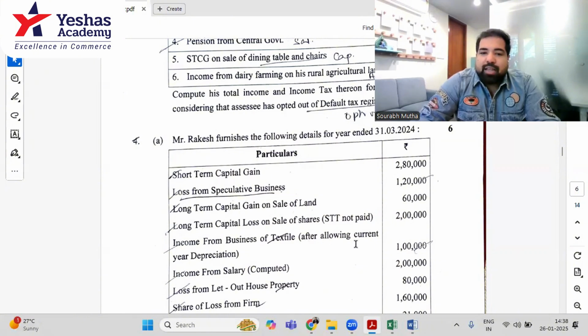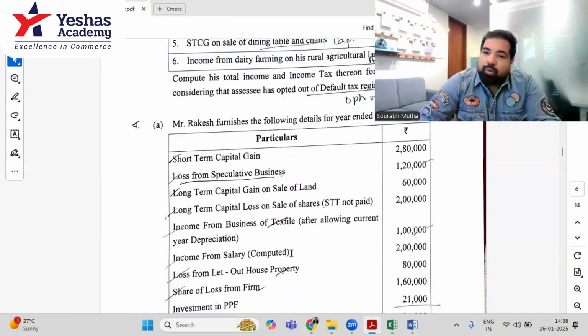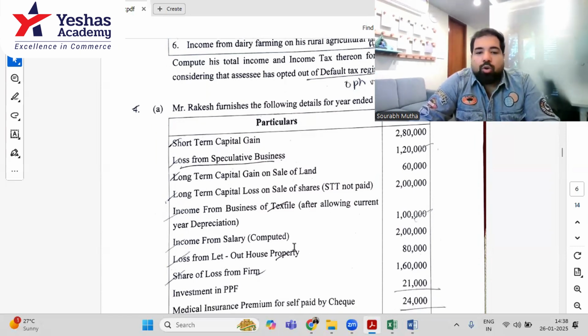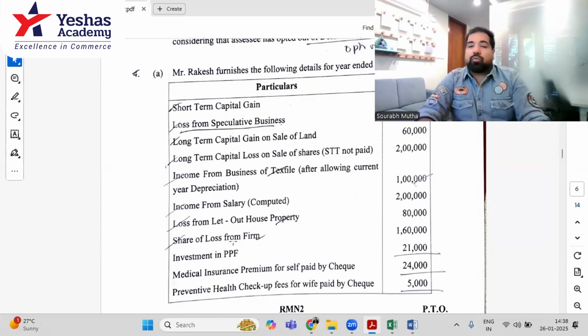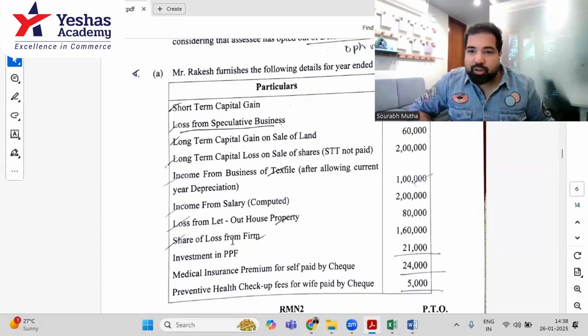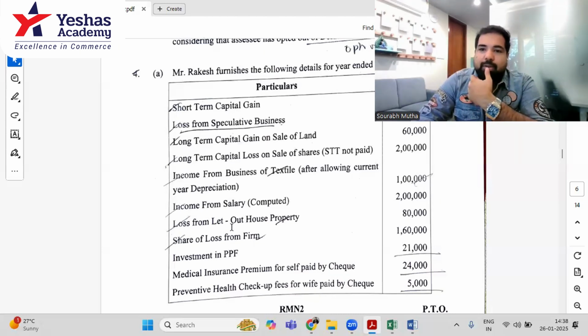Income from business of textile after allowing all the depreciation, this is normal business. Income from salary computed, so don't minus 50,000. Loss from LOP, which is 80,000. Share of loss from firm. This you have to ignore because if the share of profit is exempt, then share of loss will also not be taxable.